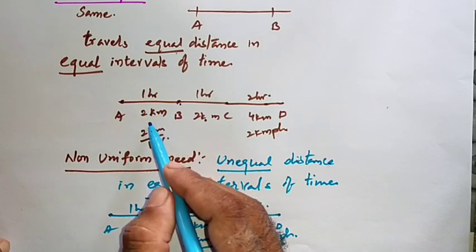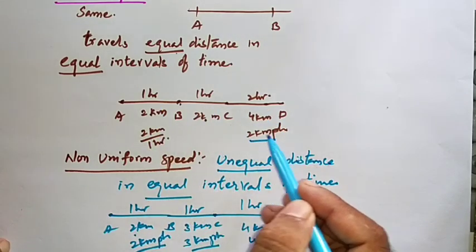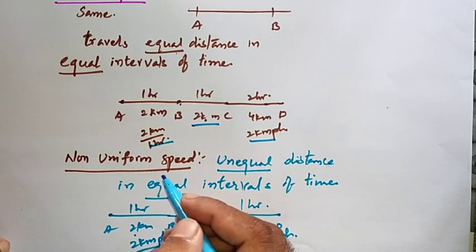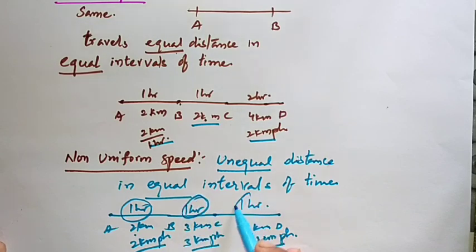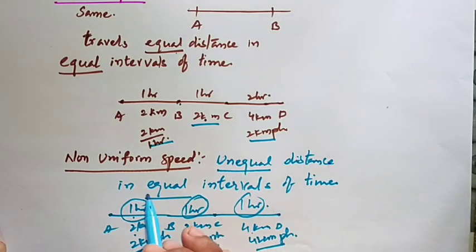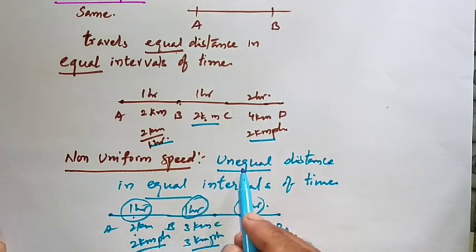Whereas here it is 2 kilometer per hour, 2 kilometer per hour, 2 kilometer per hour. Understood? So here speed is constant, here it is not constant. Why? It covers unequal distances, 2 kilometer, 3 kilometer, 4 kilometer, in equal intervals of time, 1 hour each. Or else you can say in another manner also: it covers equal distance in unequal intervals of time. That is also true. Understood?